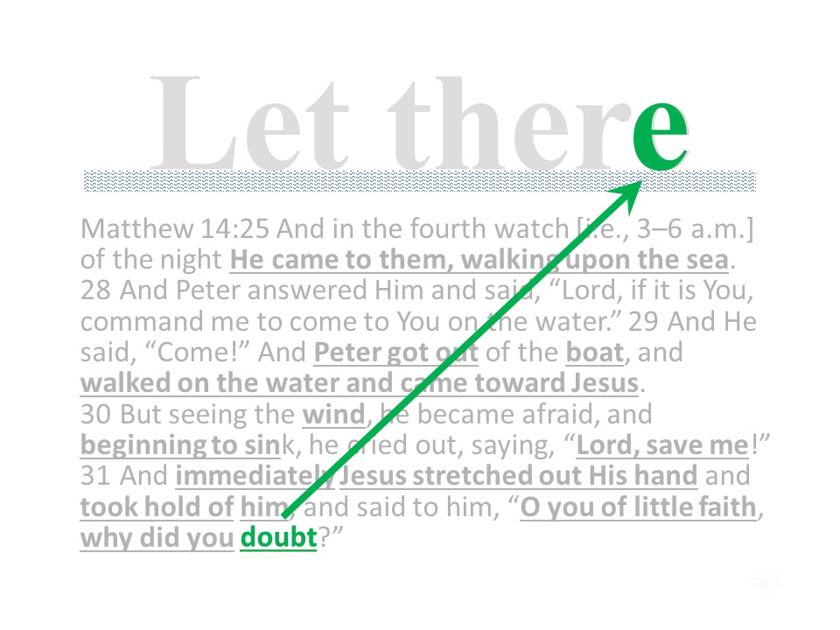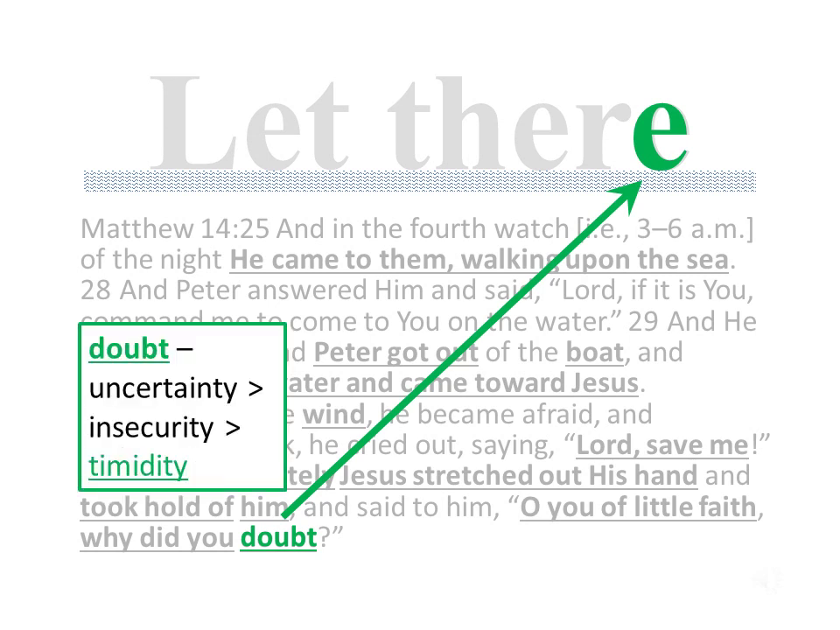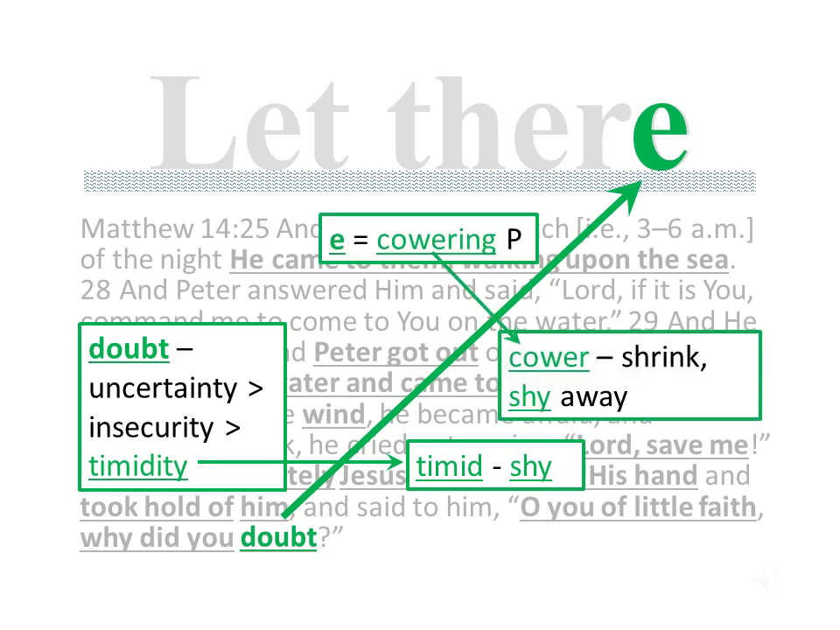Doubt. The E symbolizes doubt as follows, using synonyms. A synonym for doubt is uncertainty, which has a synonym, insecurity, which has a synonym, timidity. A synonym for timid is shy. As was pointed out at the beginning of this video, the reason the E symbolizes Peter is that an E resembles a coiled up, lowered P. The E also resembles a cowering P. Synonyms for cower are shrink, shy away.